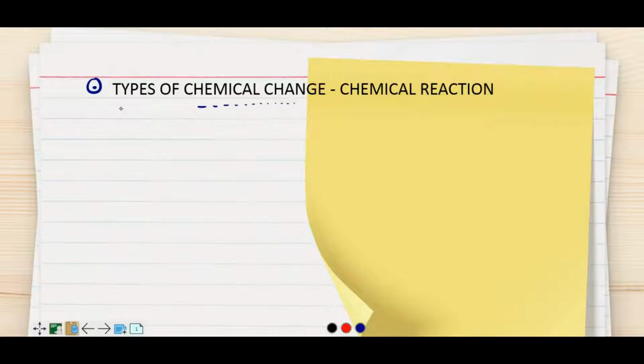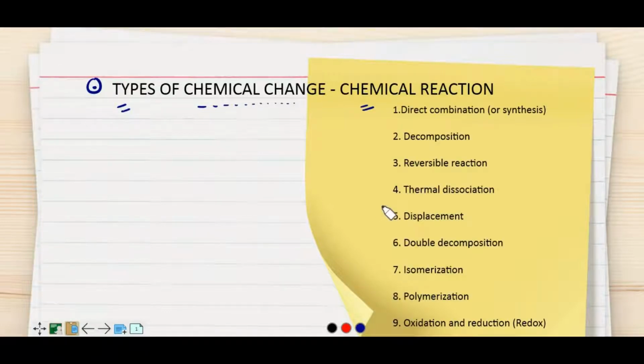So today, first we will highlight the different types of chemical reactions and then we will look at each of them individually. The different types of chemical changes can be classified into 9 different types. Number 1, direct combination; number 2, decomposition; number 3, reversible reactions; number 4, thermal dissociation; number 5, displacement; number 6, double decomposition; number 7, isomerism; number 8, polymerization.